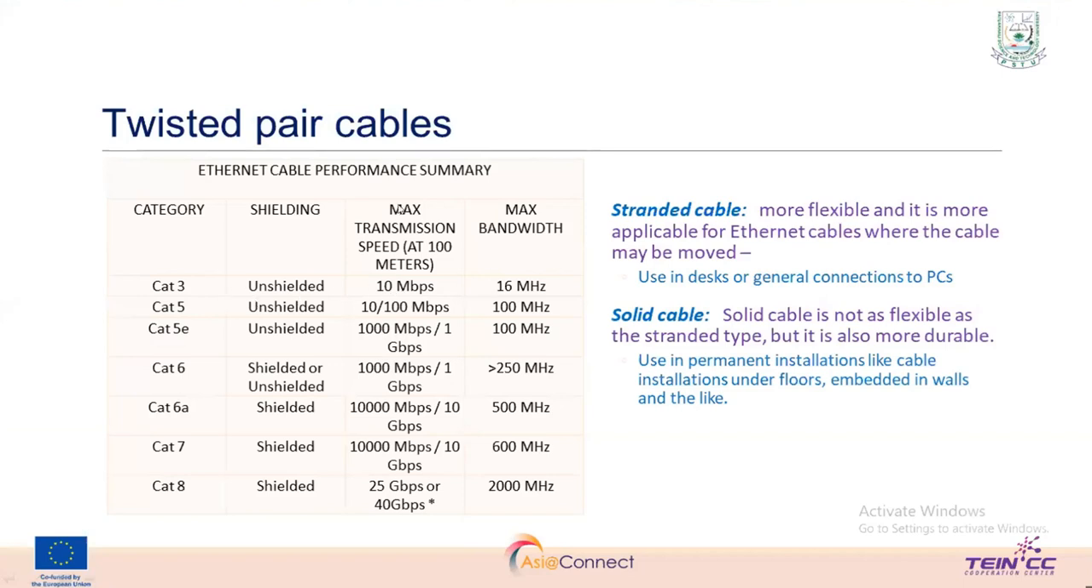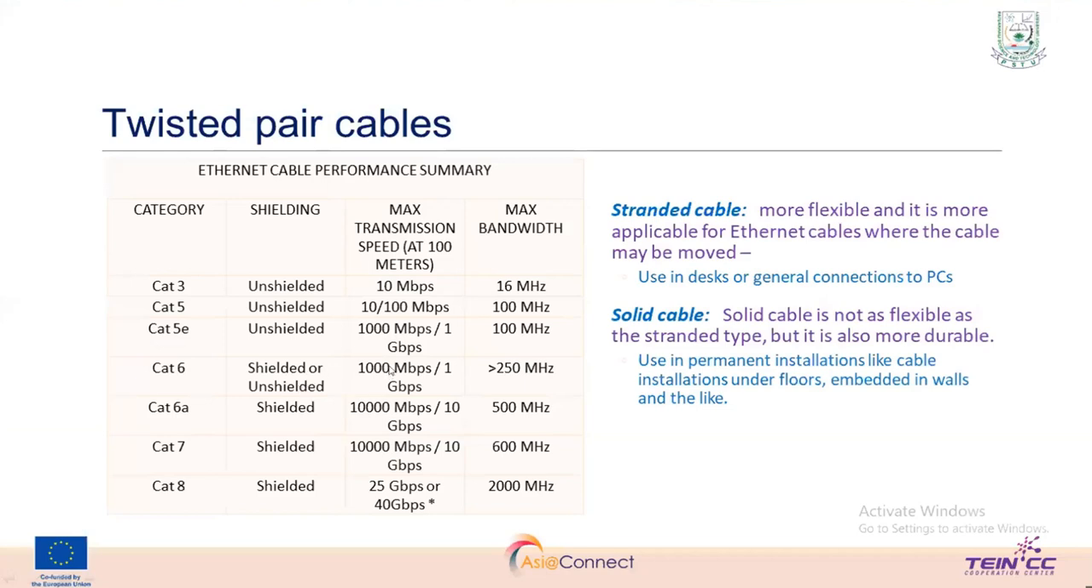Cat3 unshielded has a maximum speed of 10 Mbps and a maximum bandwidth of 16 megahertz. As you know, hertz is cycles per second, the unit of signals transmitted from source to destination, and the maximum transmission distance at 100 meters is measured for Cat3. Cat5 is unshielded, 10/100 Mbps, 100 megahertz. Cat5E unshielded, 1000 Mbps or 1 Gbps, 100 megahertz.